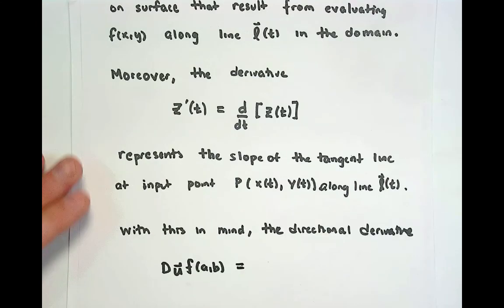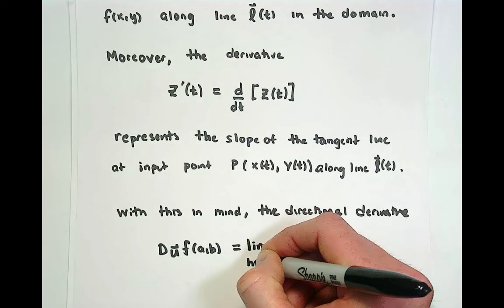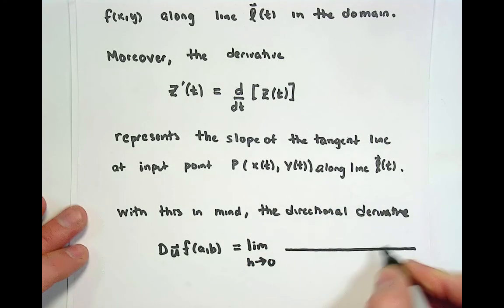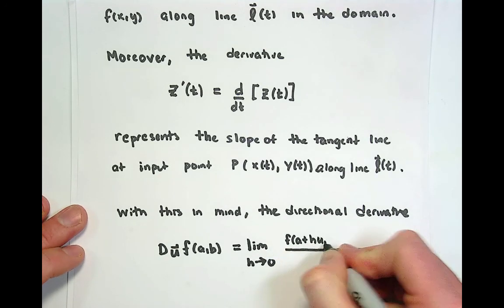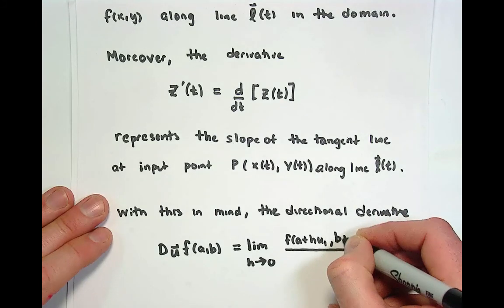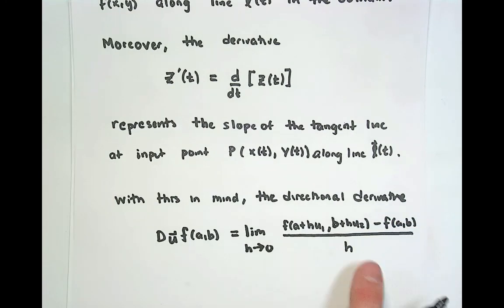L of t. With this in mind, we can write the directional derivative of f with respect to the direction u at a b. That's what this notation said. We said in the last video this directional derivative came from taking a limit with respect to h, where we measured the rise over the run as the change in input points along our line. So this was f of a plus h u1, b plus h u2, and of course we subtracted f of a comma b.